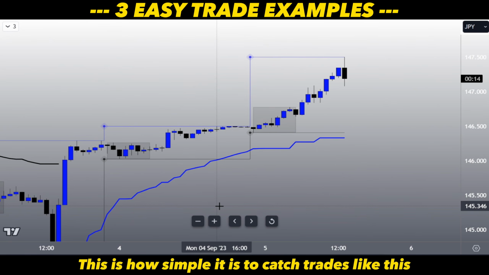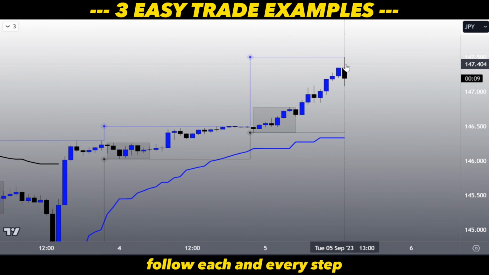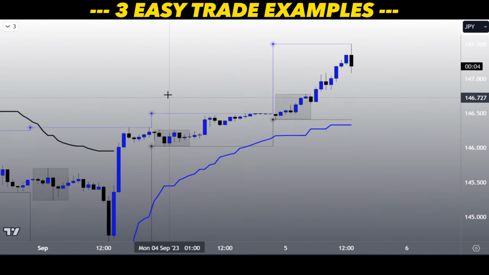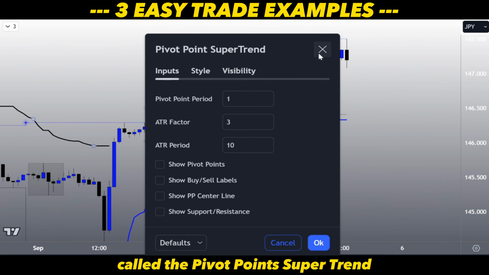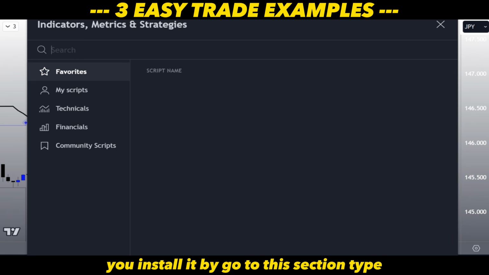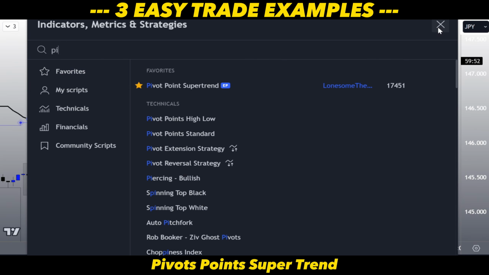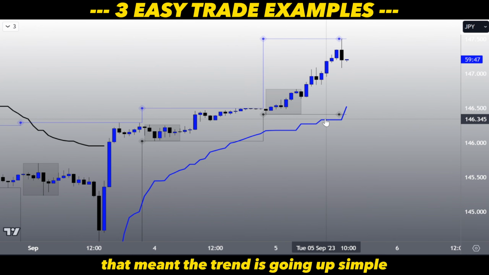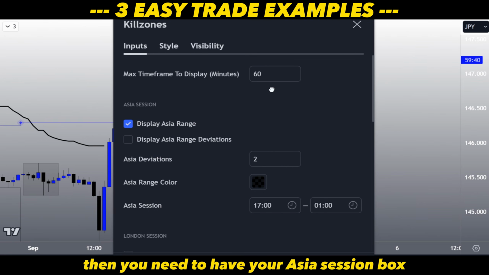This is how simple it is to catch trades like this. Follow each and every step. Okay, step number 1. You need to have this indicator called the pivot point super trend. You install it by going to this section, type pivot point super trend. Once you've done that, whenever the line is below the price, that means the trend is going up. Simple. Then you need to have your Asia session box.